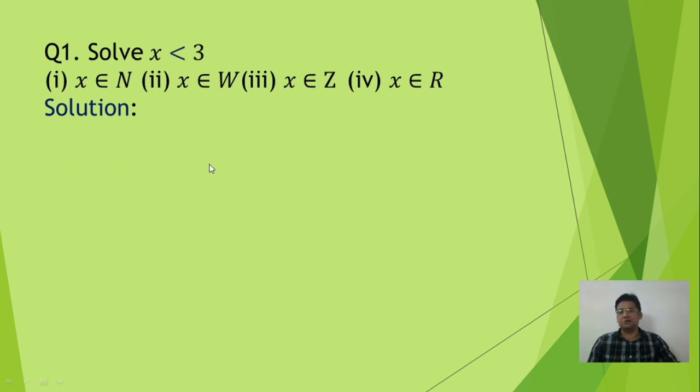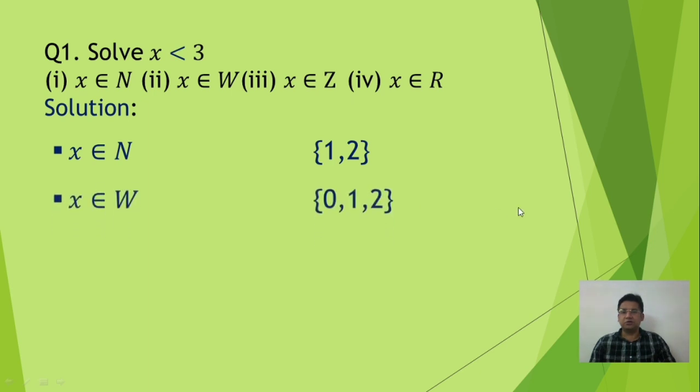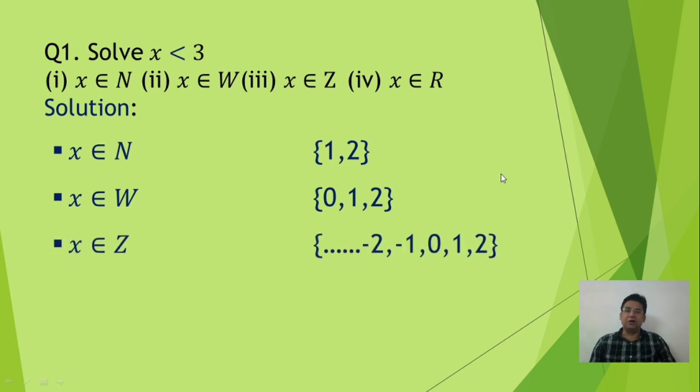Now let us take another example. If x is less than 3, how many natural numbers lie less than 3? Natural numbers less than 3 will be 1 and 2. And what about the whole numbers? It will be 0, 1 and 2. And what about integers? Yes, it will be 2, 1, 0, minus 1, minus 2 and so on.